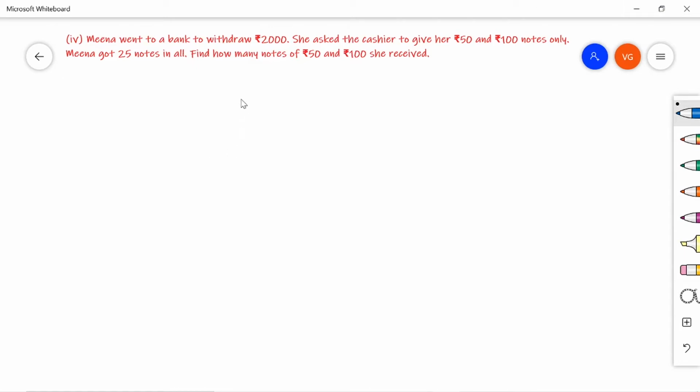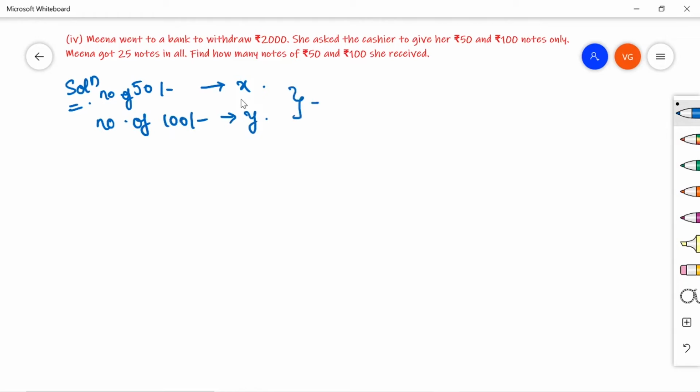So from the given two statements, we can write the two linear equations. See here, let us say the number of 50 rupees notes be X. Similarly, number of 100 rupees notes be Y. And they are telling total of 25 notes, means number of 50 rupees notes plus number of 100 rupees notes, totally she got it as 25. So X plus Y is equal to 25. That is the first equation, right?